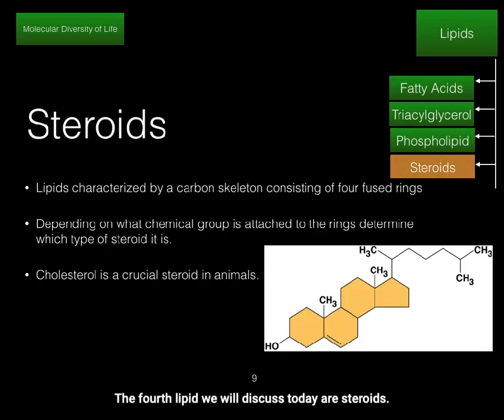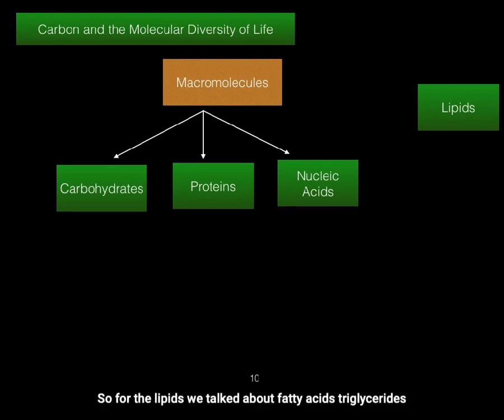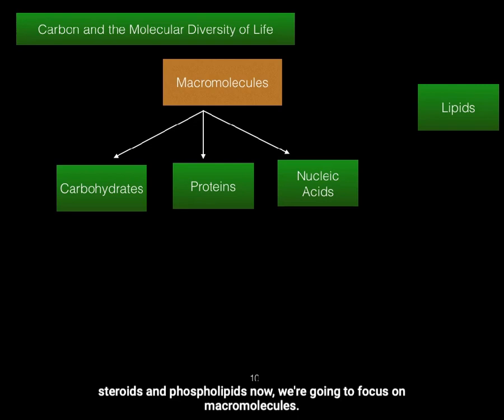The fourth lipid we will discuss today are steroids. These are lipids that consist of a carbon skeleton of 4 fused rings, which is shown in the figure on the slide. The chemical group attached to the fused rings determines what kind of steroid it is. In animals, cholesterol is a crucial steroid. Other examples of crucial steroids are steroid hormones such as estrogen and progesterone. So for the lipids, we talked about fatty acids, triglycerides, steroids, and phospholipids. Now we're going to focus on macromolecules.